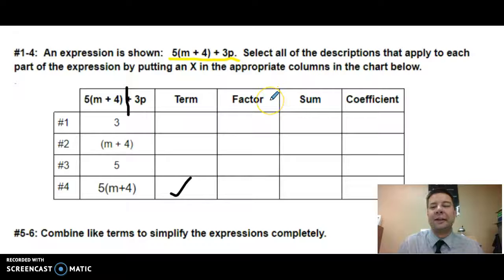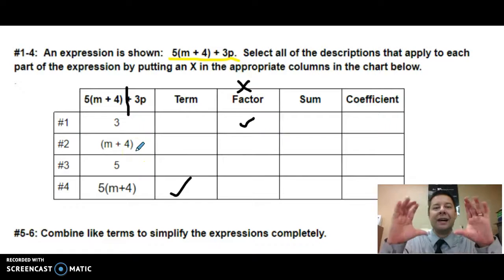Let me do the same thing here with factors. Now a factor is something that's multiplied by something else. So I can think of X factor, because I know X means multiplication in math. So is 3 being multiplied by something? Well, there it is. It's being multiplied by p. So yes, 3 is a factor. It's a really poorly drawn check mark for you.